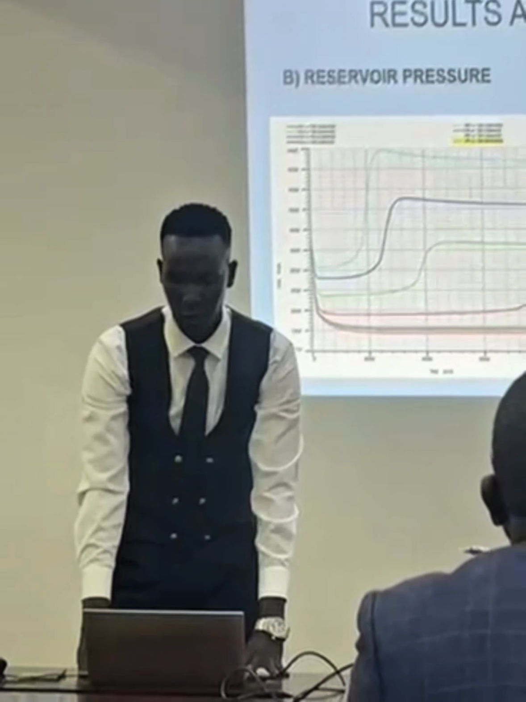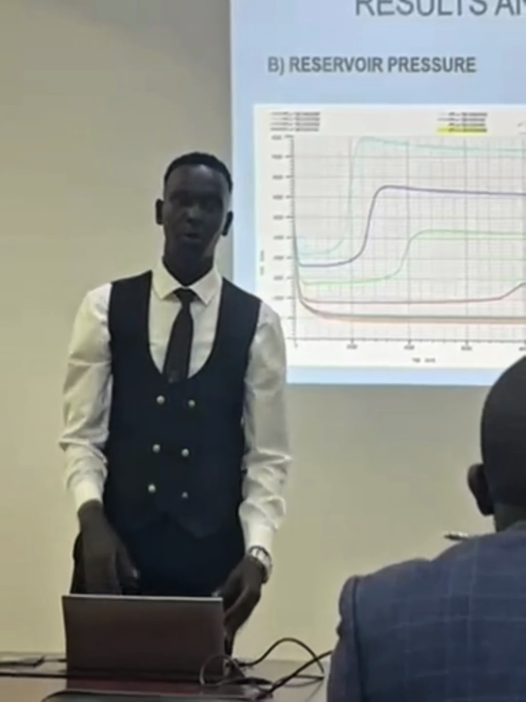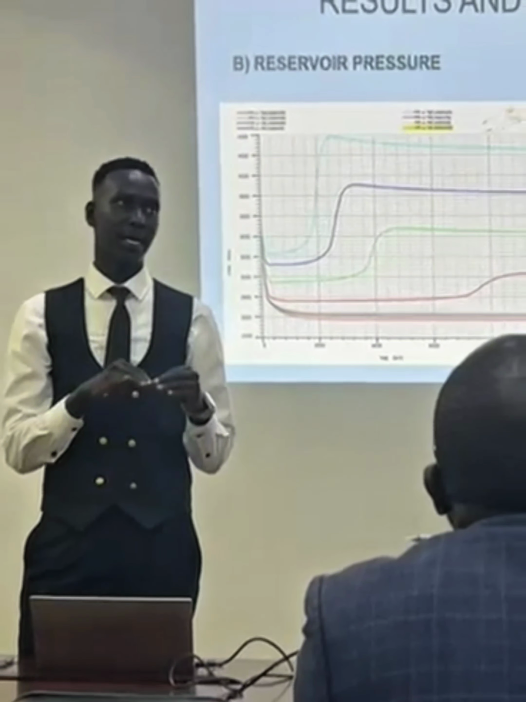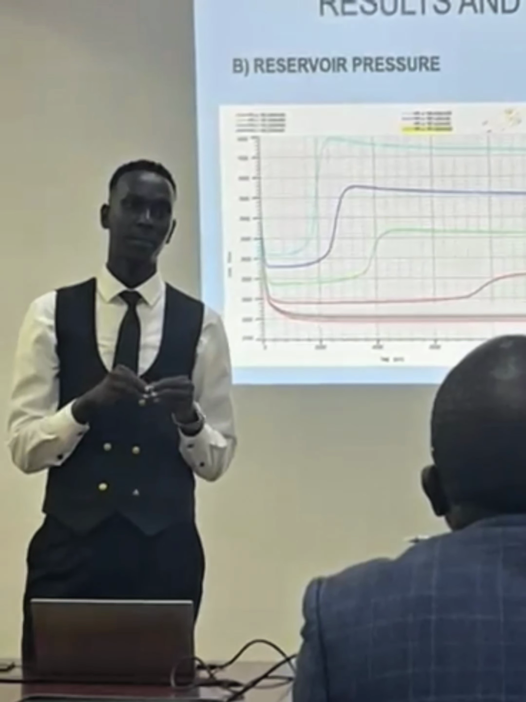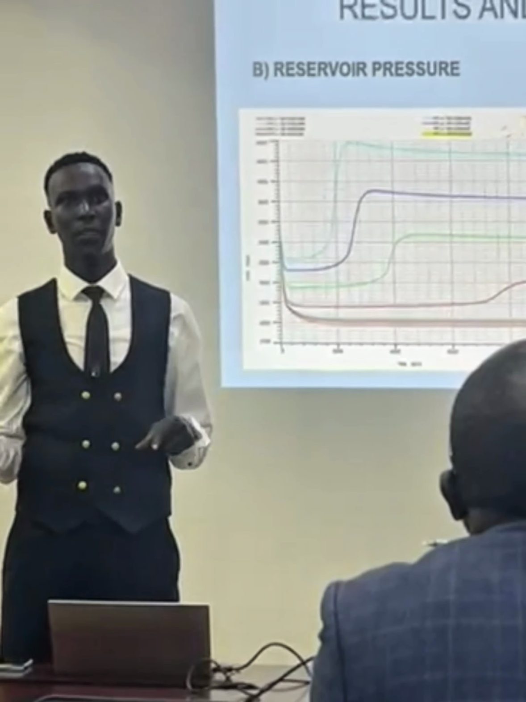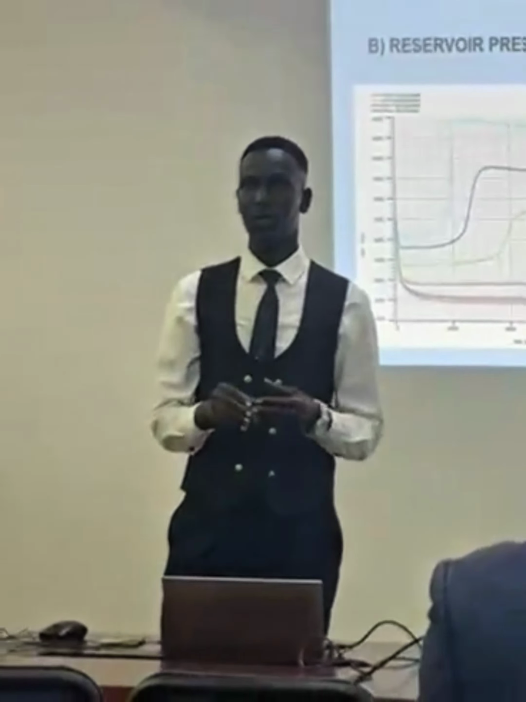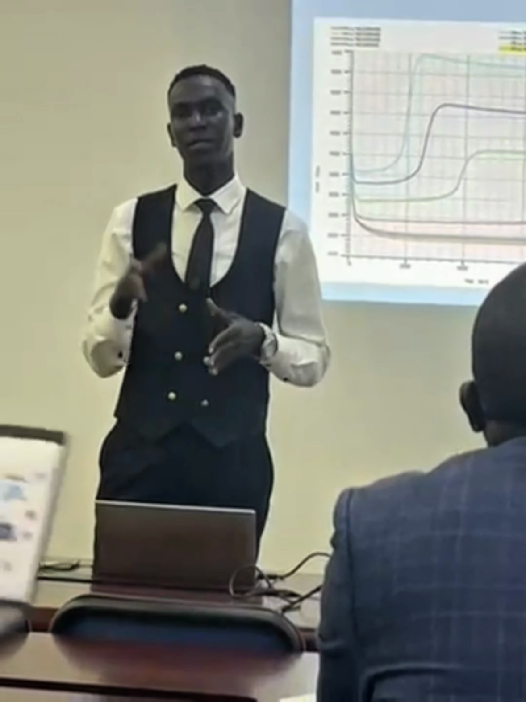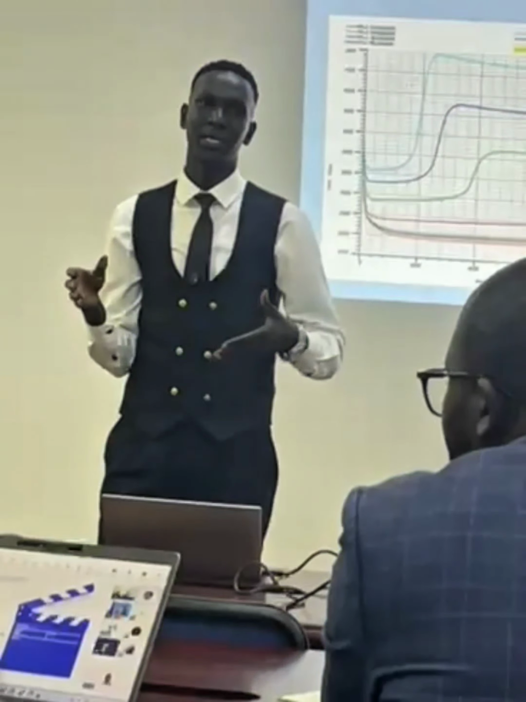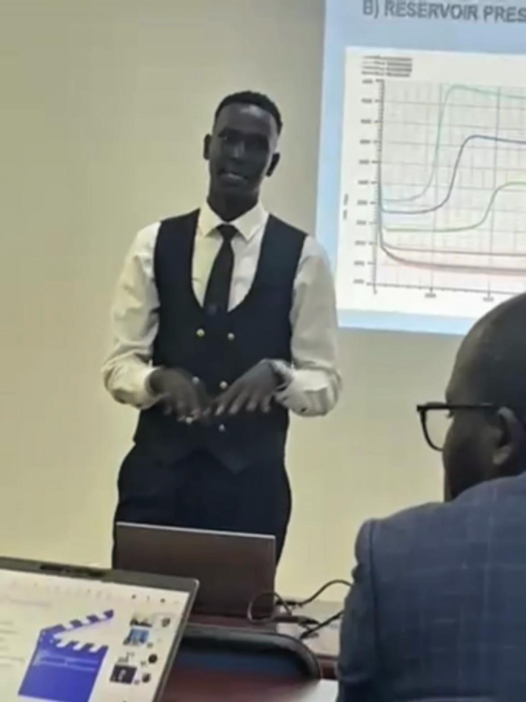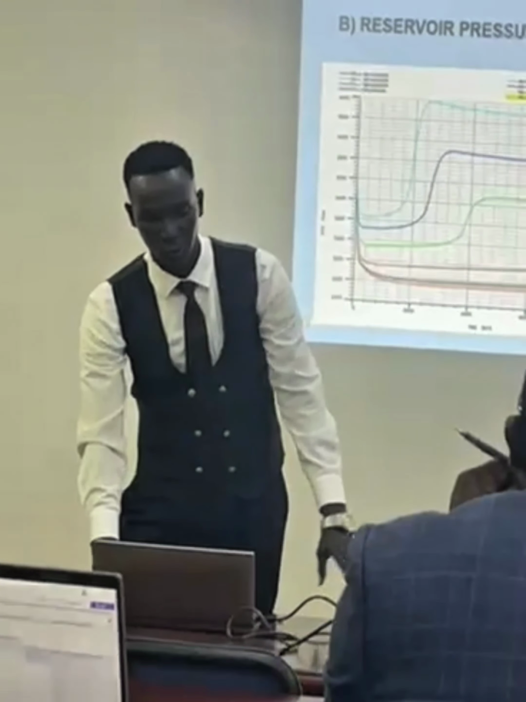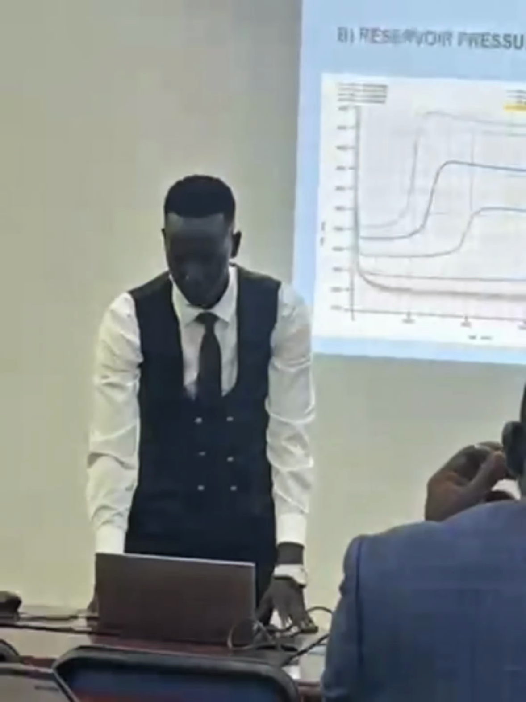Now for the reservoir pressure, for all the three cases, low injection rates did not maintain the reservoir pressure. And this was because at low injection rates, we were producing more than what we were injecting. According to voidage replacement, assuming I'm producing 1,000 STB, I'm supposed to inject 1,000 STB to maintain that pressure, and that's why low injection rates failed to maintain the pressure.